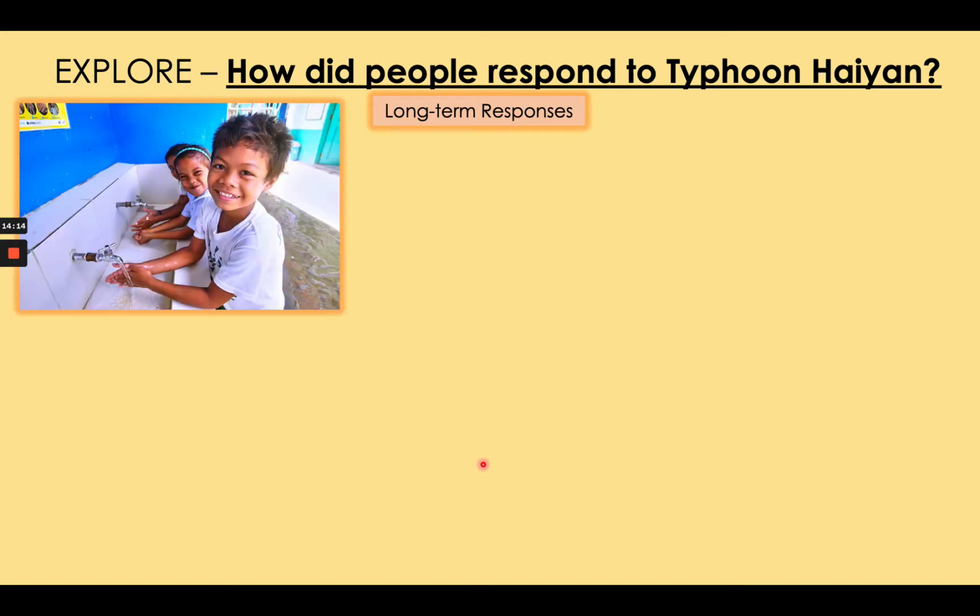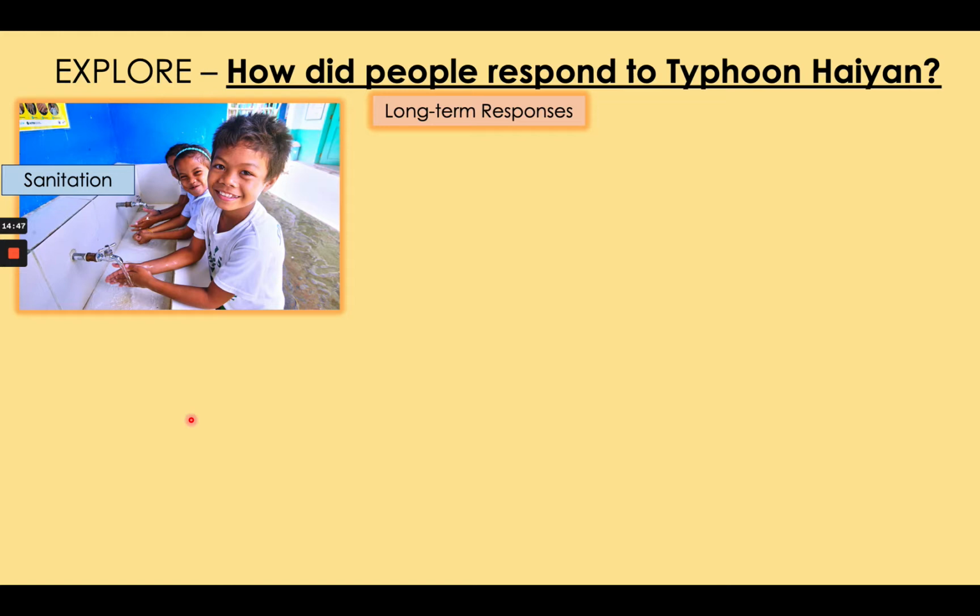The first is this. It was understood by the Philippines government and NGOs that sanitation would be crucial, which means very important, in ensuring the long-term health of the people in the Philippines. Clean water and toilets and sewers ensure that people don't get common diseases such as cholera from drinking contaminated water. This meant that children were able to return to school and have high attendance at school because they weren't getting ill.